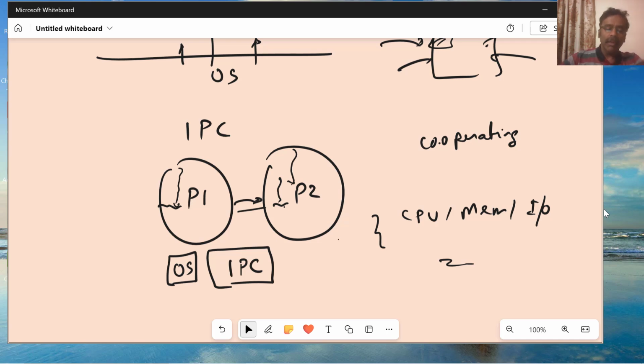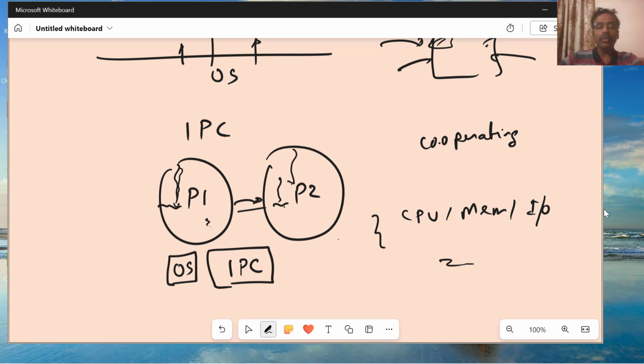Now why do I say that a process which is running here will not be aware of other processes? Because they are defined or designed to be like that. Because we don't want a process getting interrupted or disturbed or corrupted by another process which is not a cooperating process, or which is a process belonging to some other user.